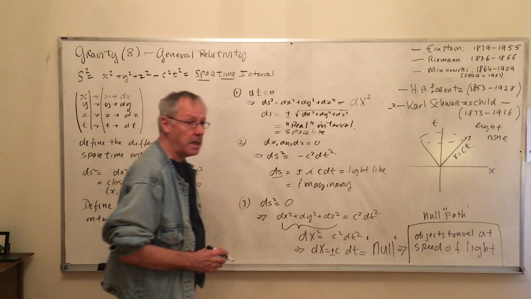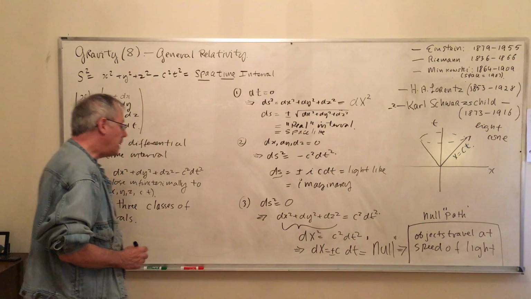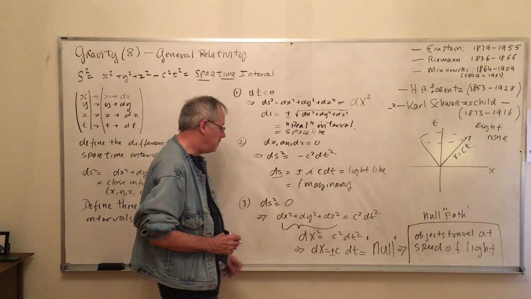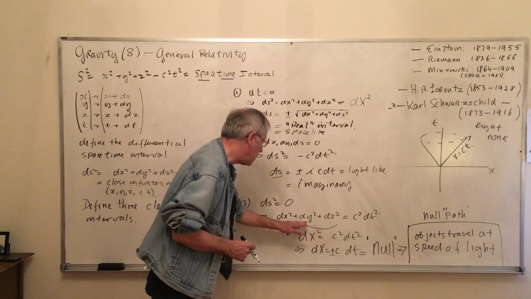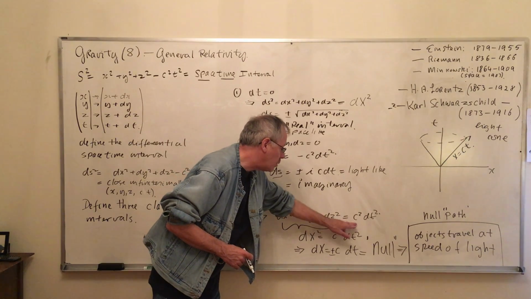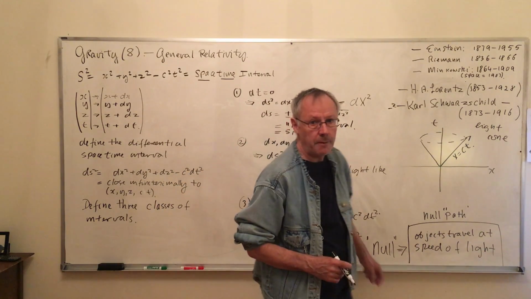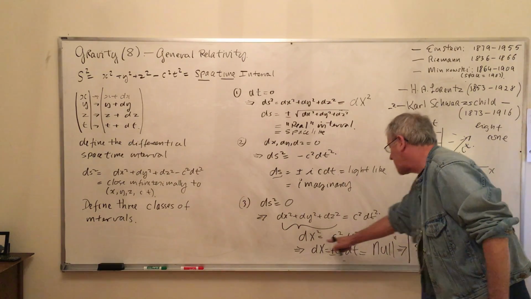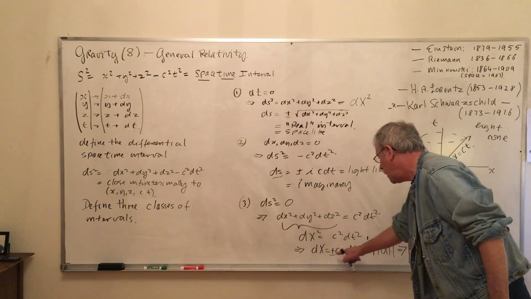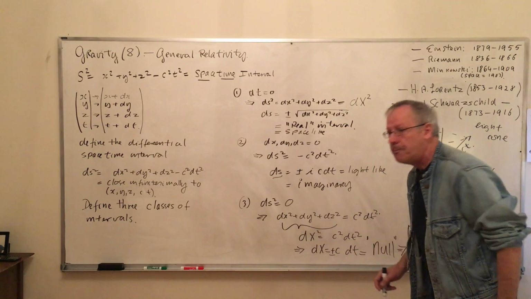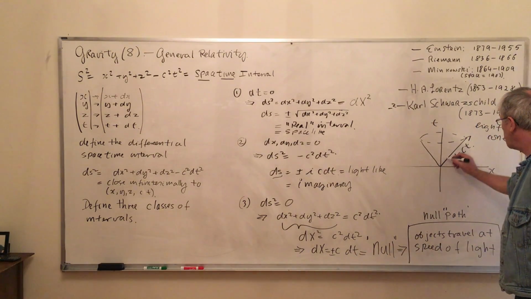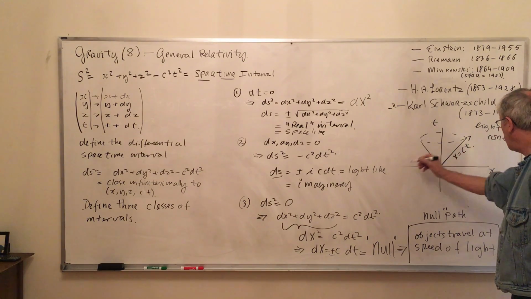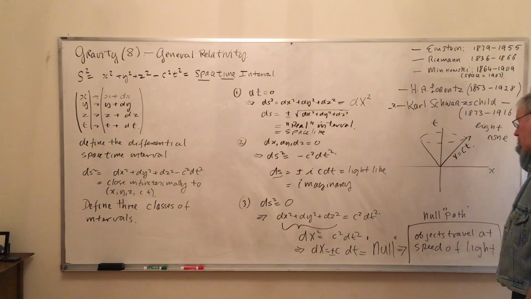Okay? Finally, set ds squared itself equal to 0. The space-time interval is now 0, and we can say that dx squared plus dy squared plus dz squared is c squared dt squared. So therefore this big dx squared equals c squared dt squared, dx equals c dt, and objects travel at the speed of light. So that's a straight line through the origin, and in x, y, z space defines a cone.